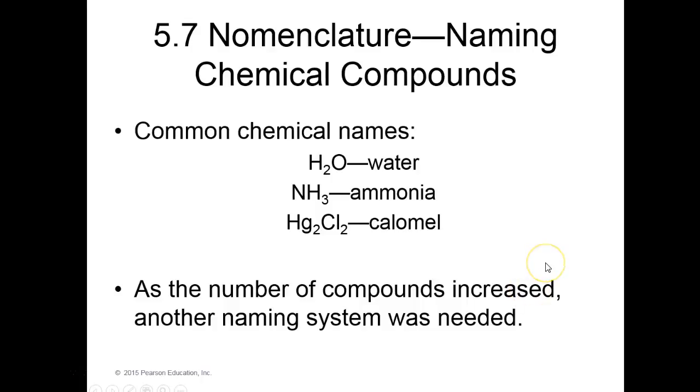Here are some common chemical names. Sometimes we have to name these, and they have some names that maybe don't sound exactly like what they look like. For example, H2O2 would be hydrogen peroxide, while H2O, or dihydrogen oxide, would be water. NH3 is ammonia. Hg2Cl2 is calomel. So there are different common chemical names, but we're going to look at the standard names.